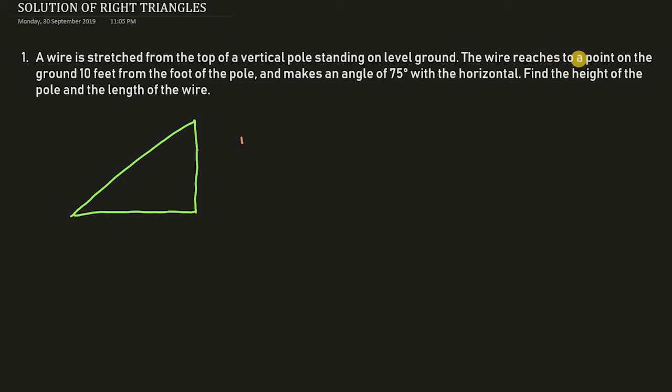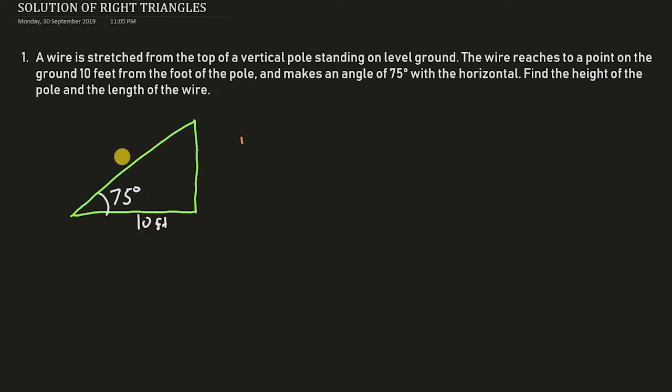Okay. Now, the wire reaches to a point on the ground 10 feet from the foot of the pole. So this is where the wire reaches. And this is the foot of the pole, and it says that the distance with that is 10 feet and makes an angle of 75 degrees with the horizontal. This is the horizontal, this is the wire. Ibig sabihin, ito yung 75 degrees. So we are given one angle and one side, and specifically that side is the adjacent side.